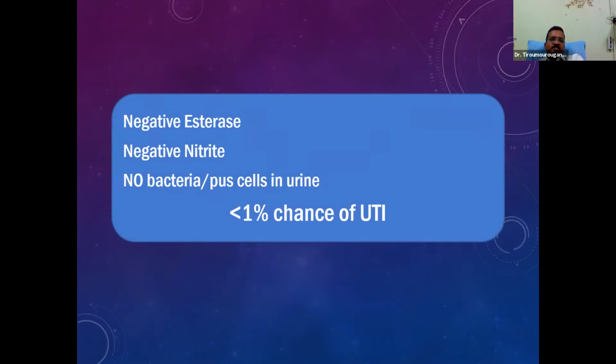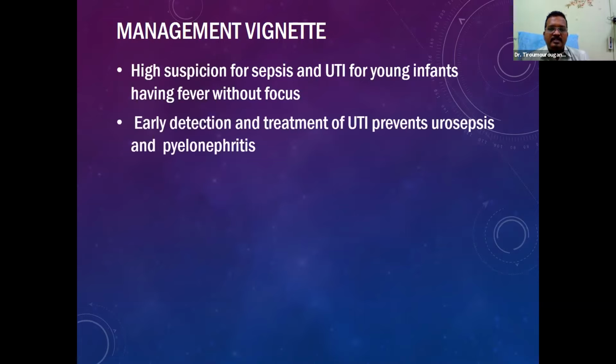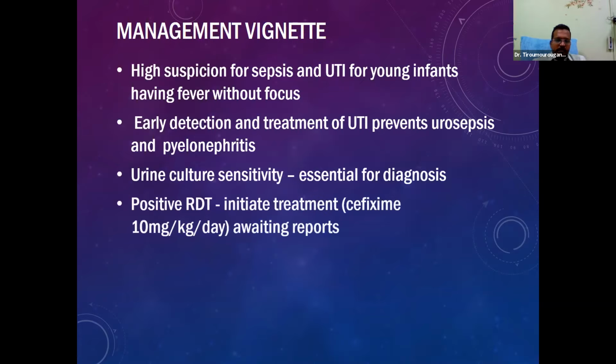So negative esterase, negative nitrite, no bacteria or pus cells in urine, the chance of UTI is less than 1% or almost 0%. What we need to remember is whenever a child walks in with a fever, always think of a UTI and always look at the urine examination so that we can prevent urosepsis and pyelonephritis. But to prove our diagnosis, we definitely need a urine culture. If any of the RDTs are positive, initiate treatment. I think the current IAP recommends cefixime while you wait for the urine culture report.